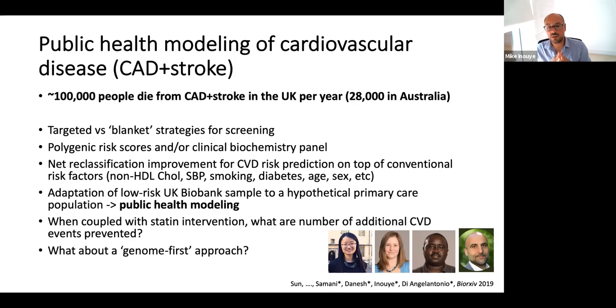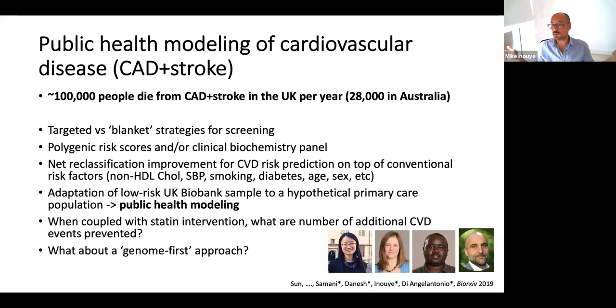And really what we're hoping to do is explore what I was mentioning before, clinical utility in terms of screening, different strategies for screening, whether we're talking about targeted screening strategies, say going after individuals at intermediate risk of CVD and using PRS for those people, or using a blanket approach, right?